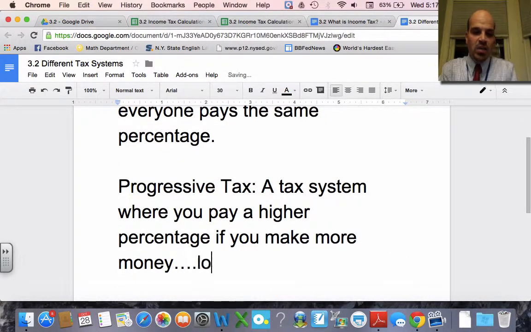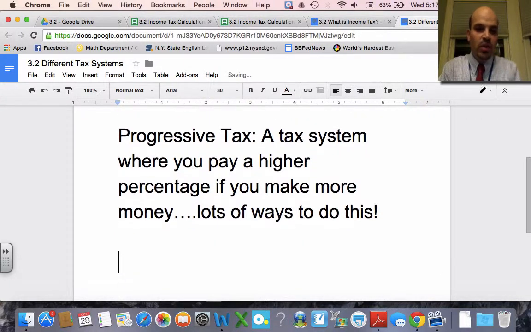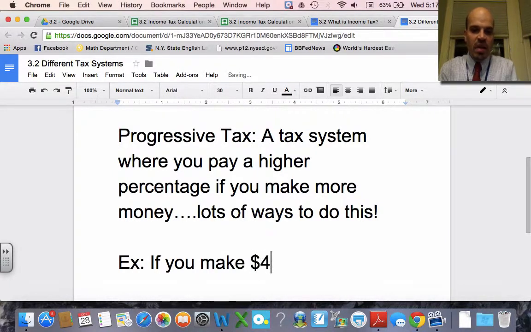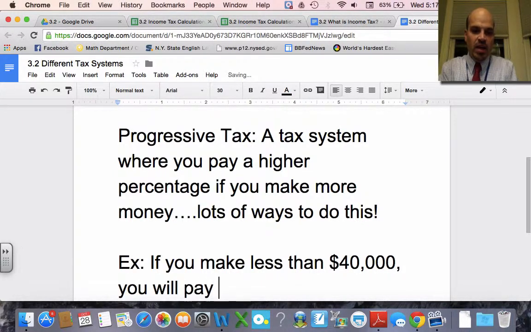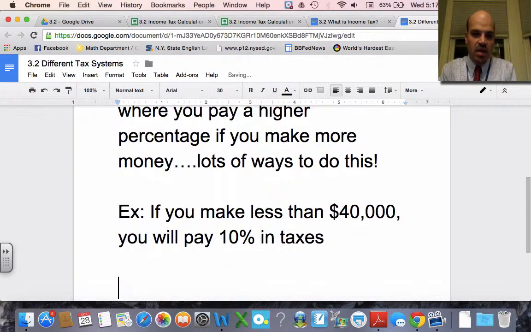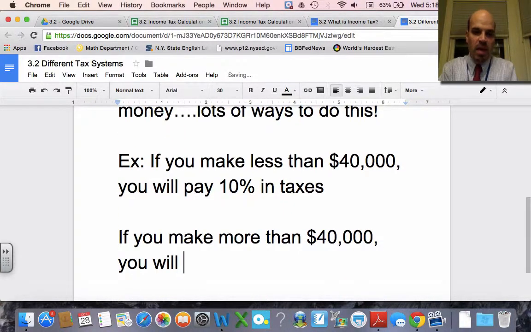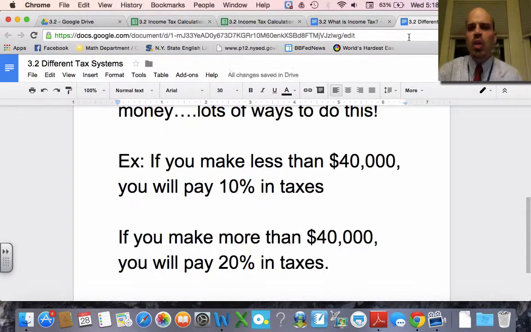And there are lots of ways to do this. One simple way is, and this is almost what our tax system is based on, it's a little bit more difficult than this, but let's say I'm going to make up a rule. Here's my example. If you make less than $40,000, you will pay 10% in taxes. And if you make more than $40,000, you will pay 20% in taxes. You can think about if this is fair or not. I'm going to let you decide that, but this is a progressive tax system.